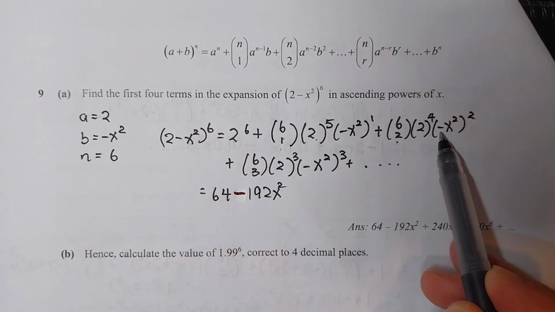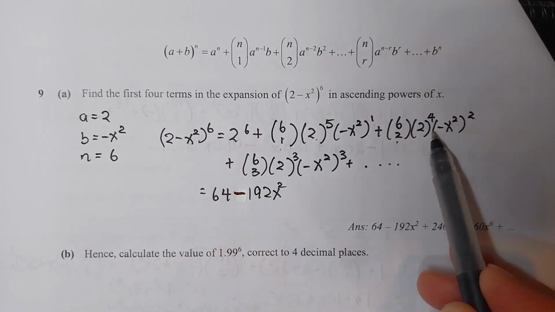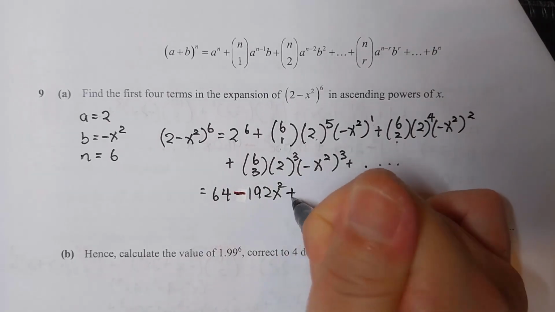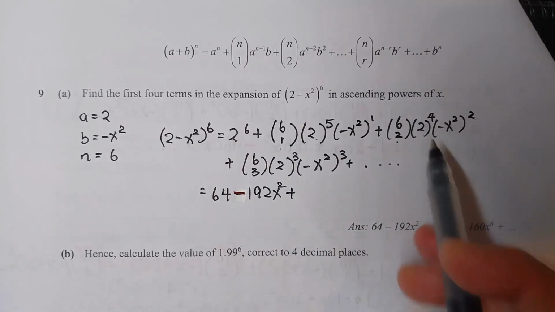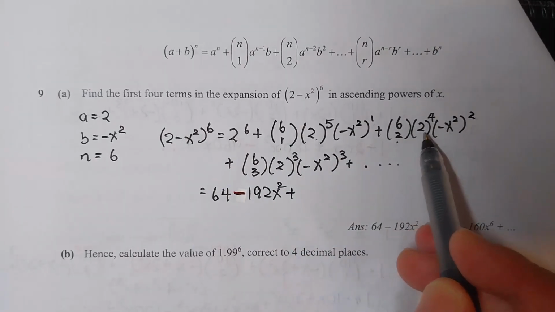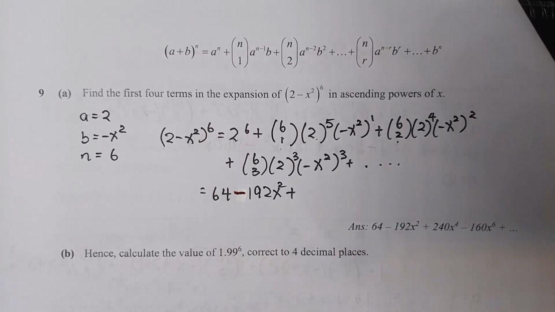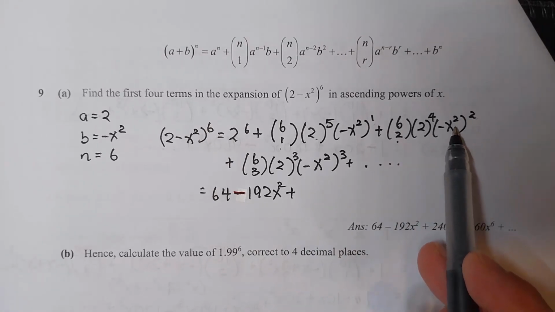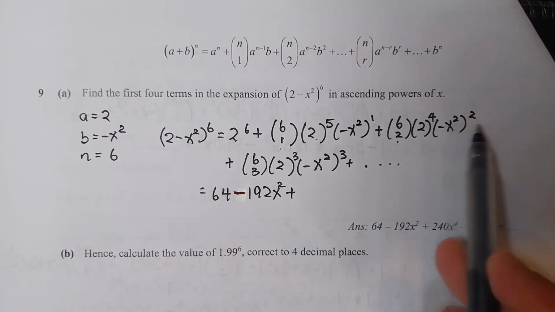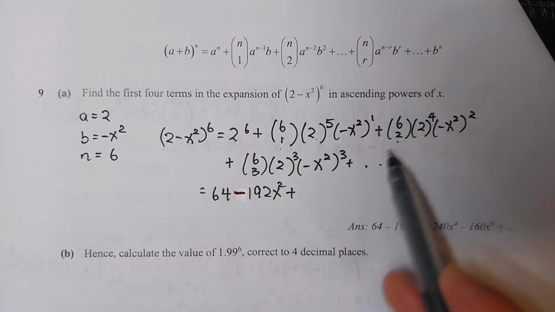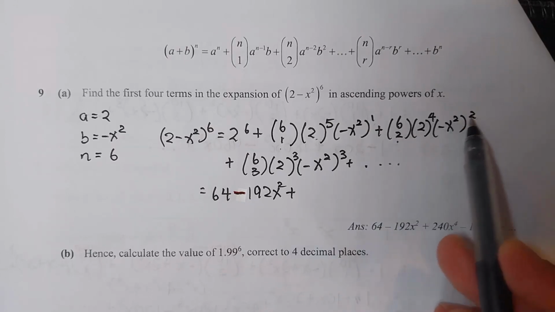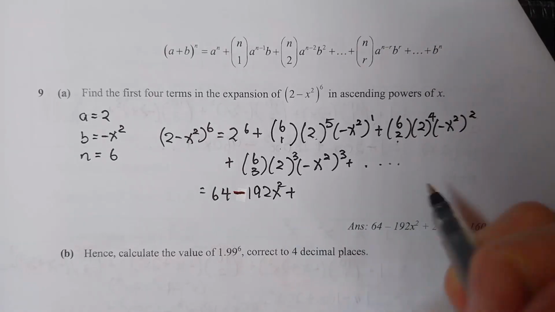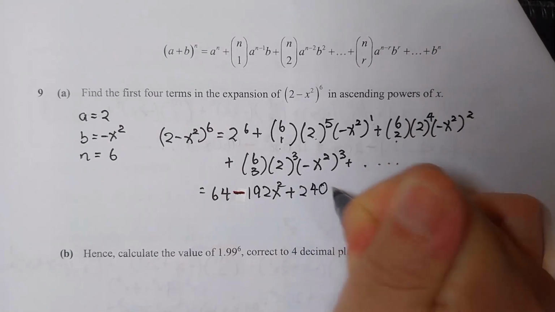Now, a negative sign with an even power will become a positive. And we will have 6 choose 2 multiplied by 16 multiplied by x squared, which is x to the power of 4. So this will give us 240, and this will give us x to the power of 4. So 240 x to the power of 4.